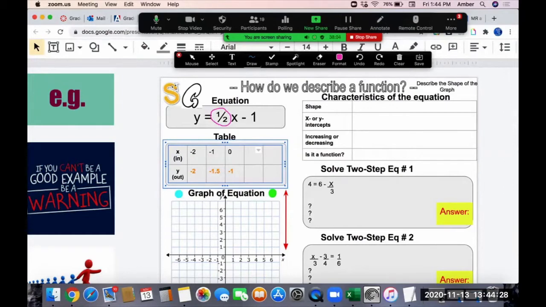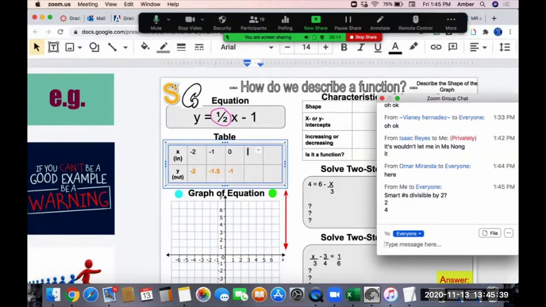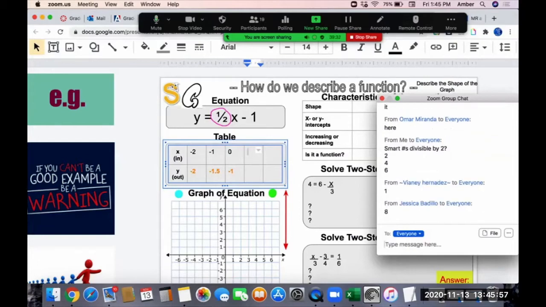Type in the chat box and give me some number other than 2 and 4. What else can be divided by 2 that we can pick for x? And remember, Miss Nong is not limiting you to just 6 numbers for graphing, okay? Any number. Can you give me other numbers? 6. 6, okay. 6 divided by 2, I get 3. That's good. Any other number? 8. 8, yeah, that's good.